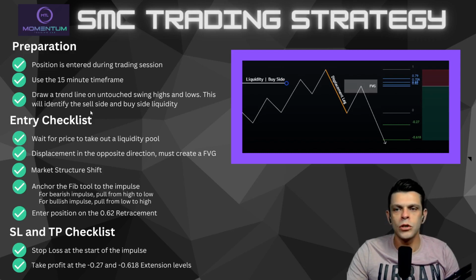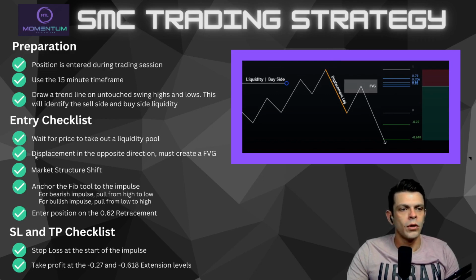And then next up, just before the actual trading session starts, we want to identify different liquidity pools. So we'll look at untouched swing highs and swing lows, and we'll mark off those levels. That will identify the different sell side and buy side liquidity pools. And then once we have done all of those things, we'll wait for price action to take out a liquidity pool. So if we use this example, price action trades into the buy side liquidity into an old high.